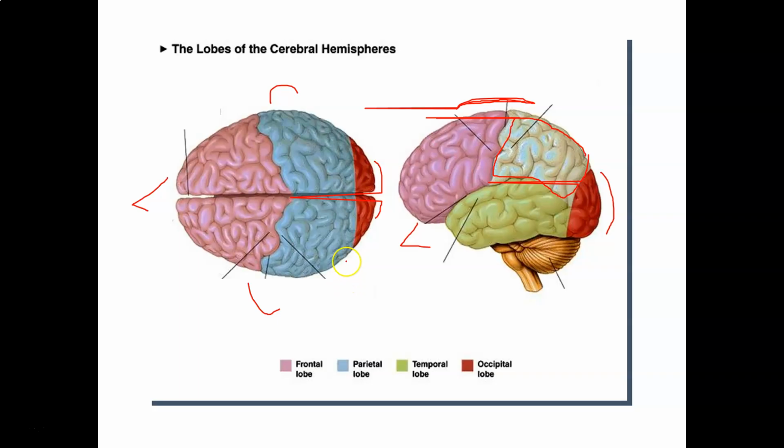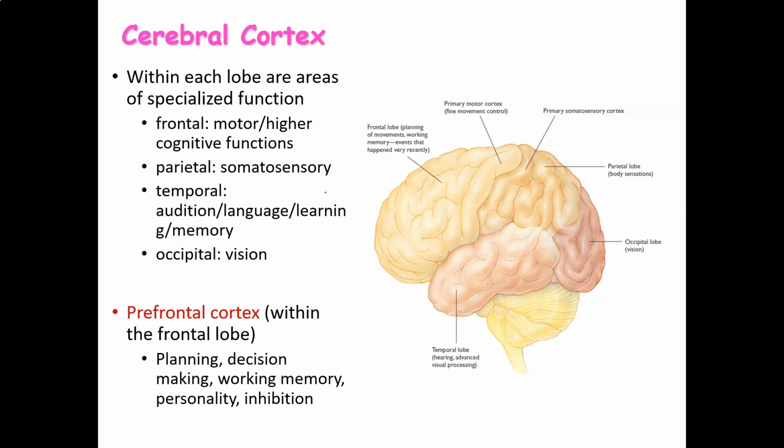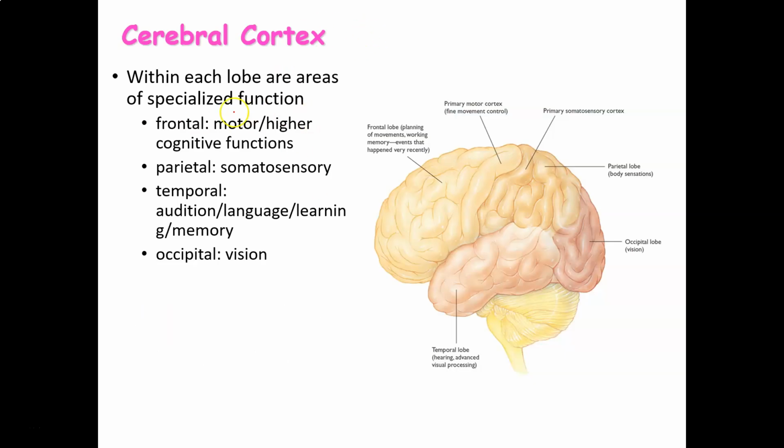Okay, so again, you don't necessarily need to know where these lobes are located. I would rather you know what they do. So let's tackle what they do. This diagram illustrates some of their functions. Within each lobe, there are specific major functions it handles. It's not the only functions it handles, but this is what the lobes are known for.